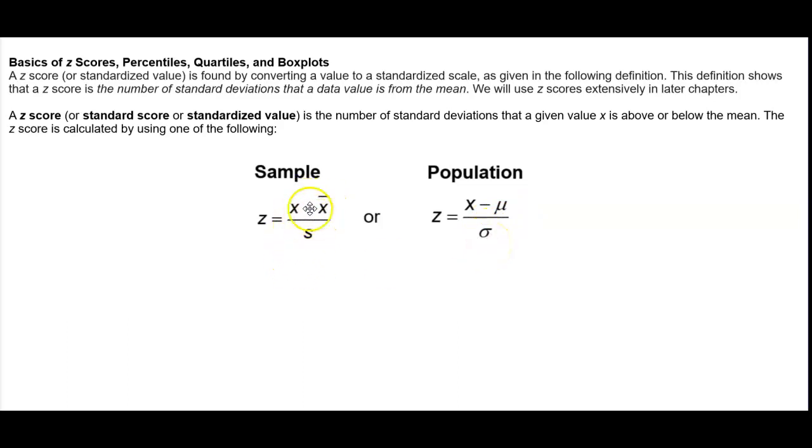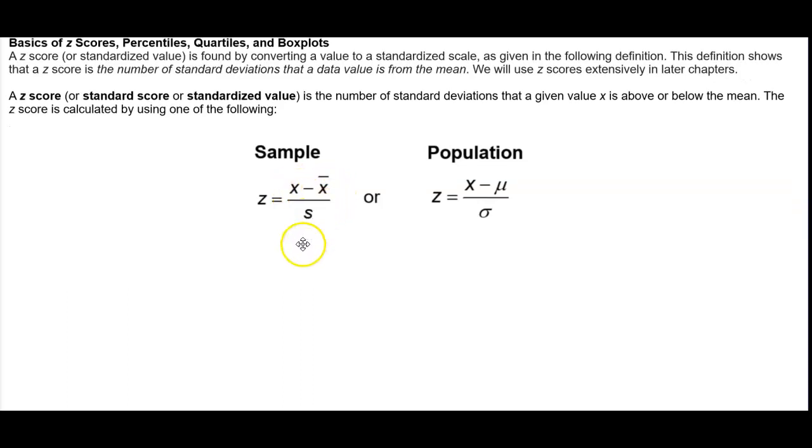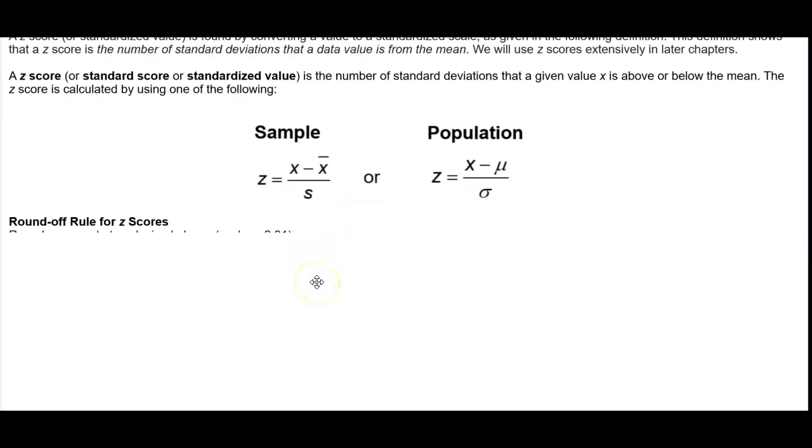Now you have to be careful with the order of the formula. You have to make sure the data value is first. You're subtracting the mean and then dividing by the sample standard deviation.